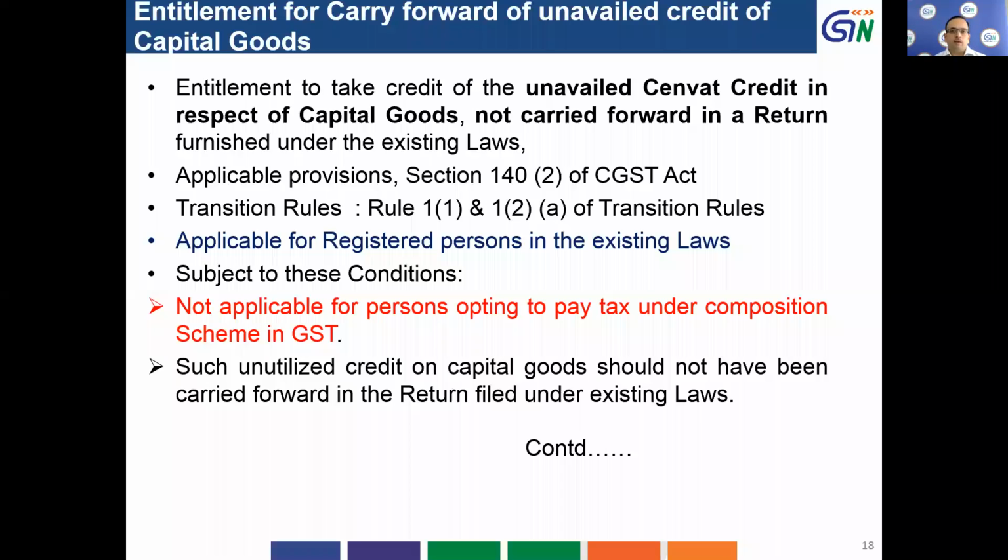So if he has already availed the credit and shown it in the return, then this provision is not applicable. It is applicable if he has availed half the credit and wants to avail the remaining half, then Section 142 of the CGST Act will be applicable. It is applicable for registered persons in the existing law. This is subject to the condition that he should not opt for the composition scheme, and it should not be carried forward in the return, because if it is carried forward in the return, he cannot take it twice.